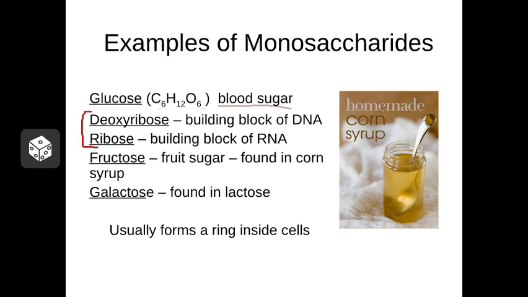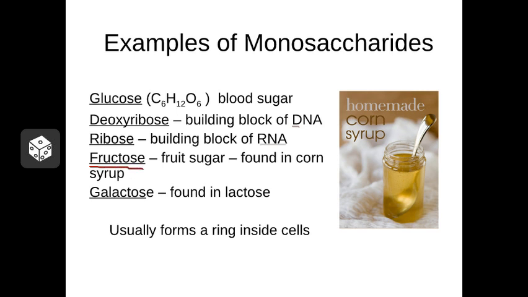These two monosaccharides are found in DNA and RNA, respectively. Deoxyribose is what the D stands for in DNA. Ribose is what the R stands for in RNA. So we'll see how it helps make up these molecules later.